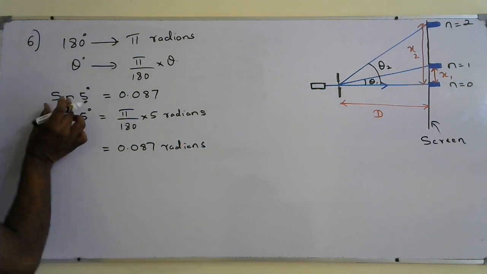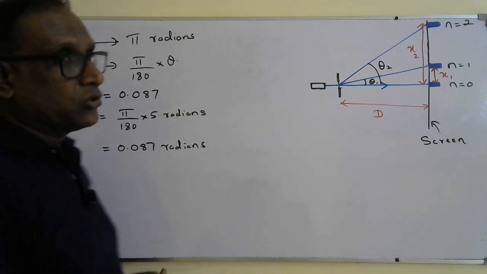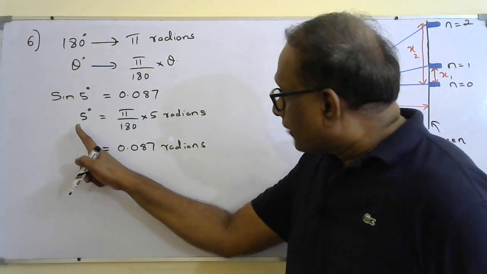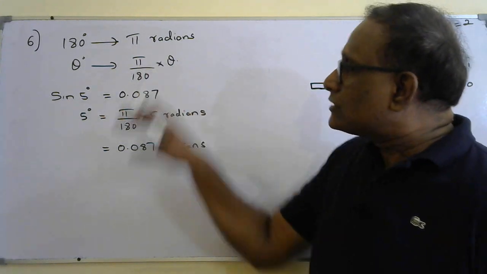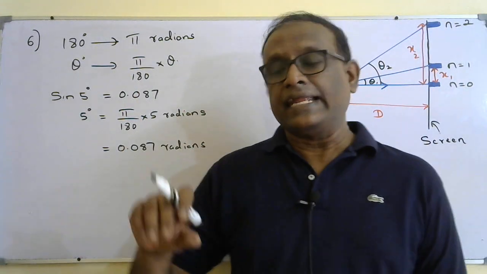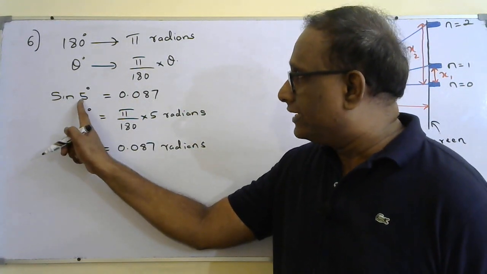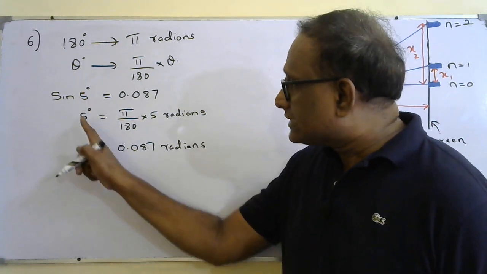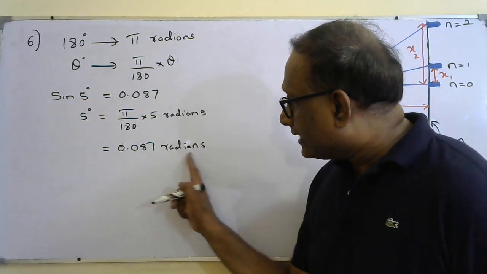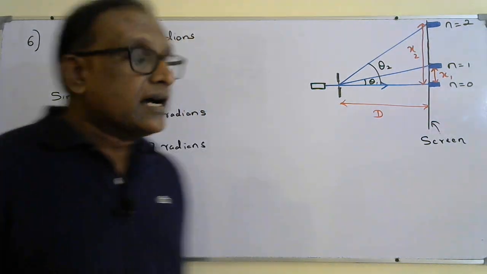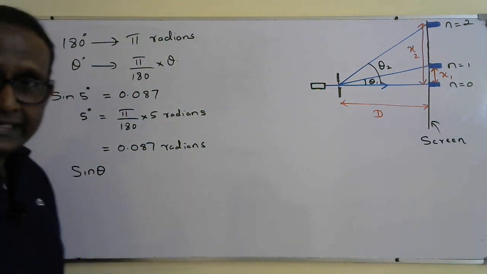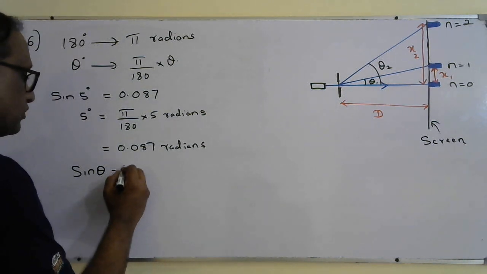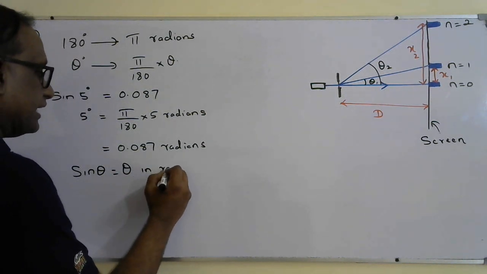So that means sine 5 degree equals 0.087. The 5 degree in radians also has the same value. So when the angle becomes smaller, something like less than 10 degrees, sine 5 degree is equal to 5 degree in radians. So I can say that when the angle is smaller, less than 10 degrees, sine theta is equal to theta in radians.